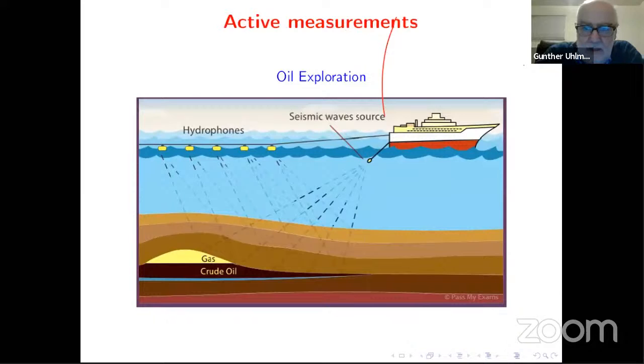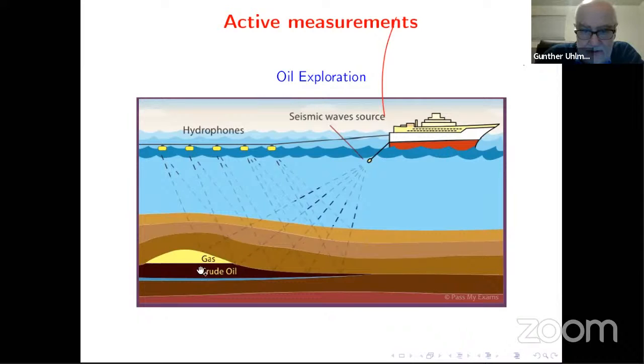So very roughly speaking, in inverse problems you have two types of measurements. Active measurements, where you send sources, for instance in oil exploration. Most of the oil exploration is done in the ocean, and you have a ship with a tail, and you send explosions of sound, and these reflect, and you measure, for instance, the travel time, or the wave itself, in these hydrophones.